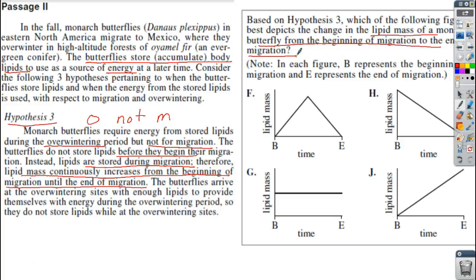Well, that means mass continuously increases from the beginning to the end. So which of these graphs shows mass continually increasing from beginning to end? Well, here's this. It's increasing, but then it goes down. F is out. This one's decreasing the whole time. H is out. G is the same the whole time. That one's out, so it must be J. And look at that. It is increasing the entire time.